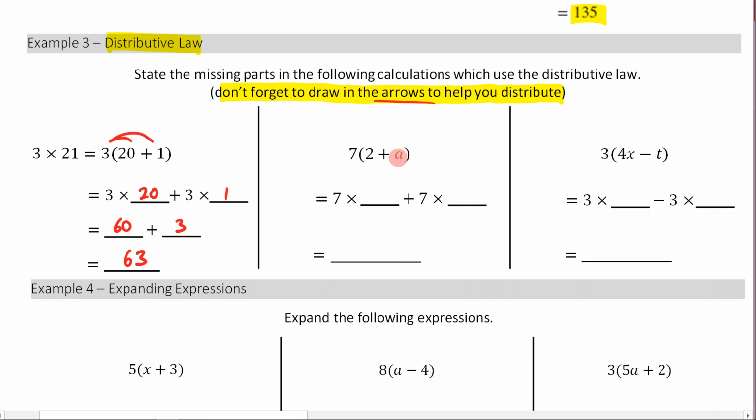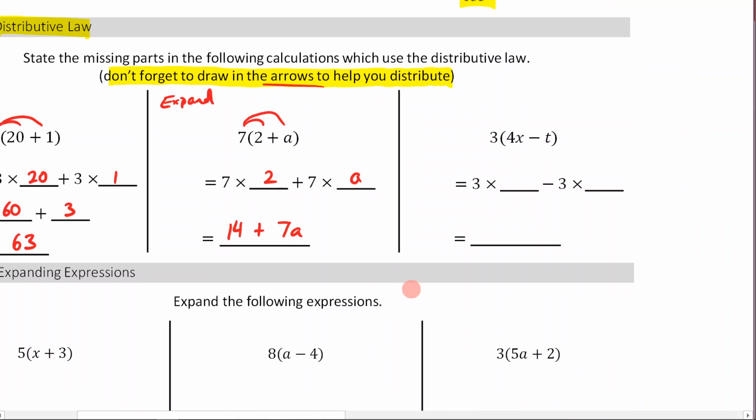So let's now do an example with a pronumeral. Again, the first thing you're going to do is draw in those arrows. So a question might say expand this. And you would say, okay, well, that is going to be multiplied by that, and that is going to be multiplied by that. So it's going to be 7 times 2 plus 7 times a. 7 times 2 is 14, plus 7 times a is 7a.